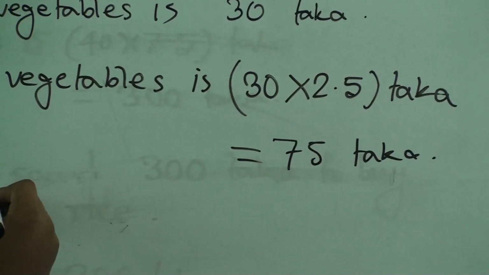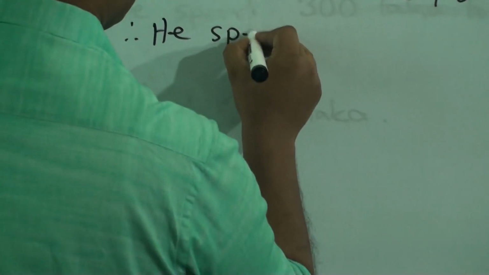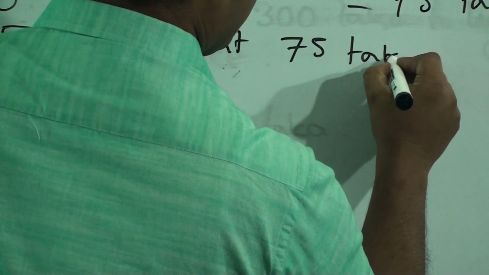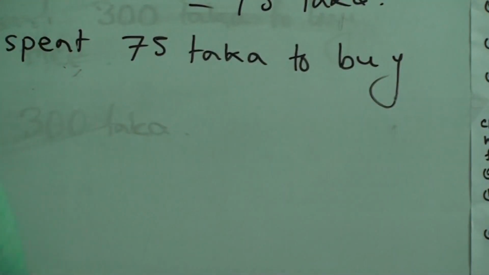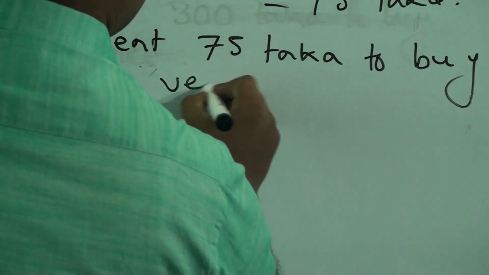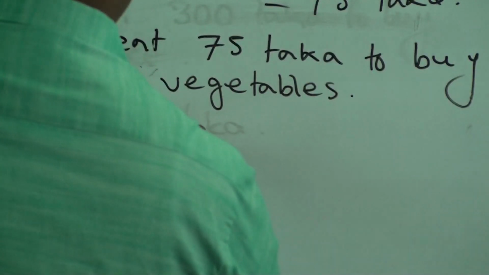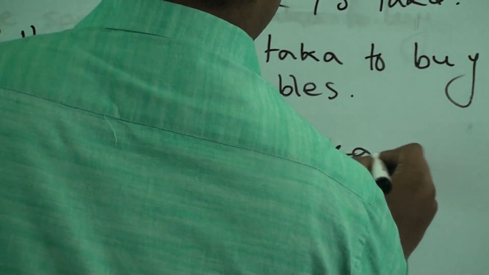And similarly we write he spent, therefore he spent 75 taka to buy vegetables. So B number is done. Next we shall solve question number C.